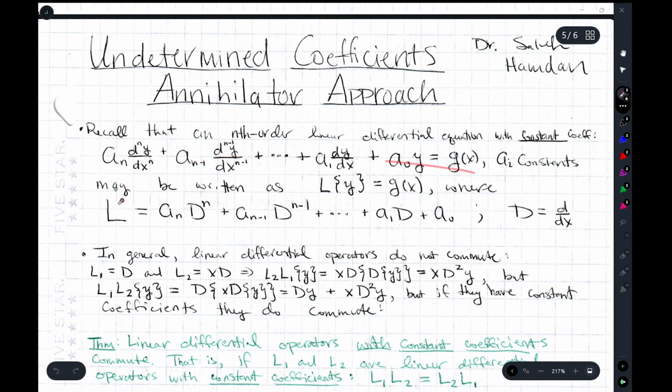So we have this non-homogeneous differential equation with constant coefficients, and recall that this differential equation could be written in terms of operators. So we have this differential operator here, and on the right hand side we have g of x. The differential operator L could be written this way. Okay, so this expression here, where L is this, is equivalent to that expression there. They represent the same differential equation.